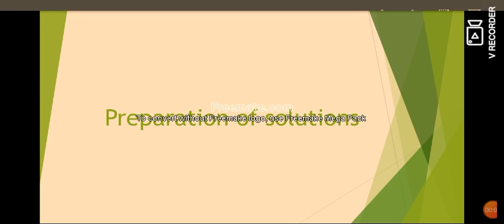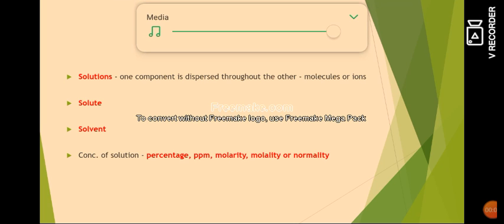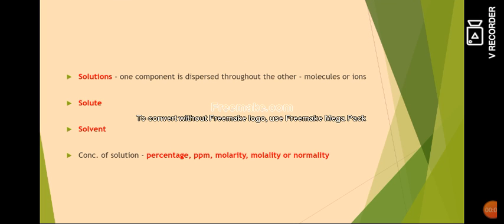Let's start our practicals of the course Plant Physiology. Our first experiment is on the preparation of solutions. Solutions are systems in which one component is dispersed throughout the other in the form of molecules or ions. The dispersed substance is called solute and the dispersion medium is called solvent.